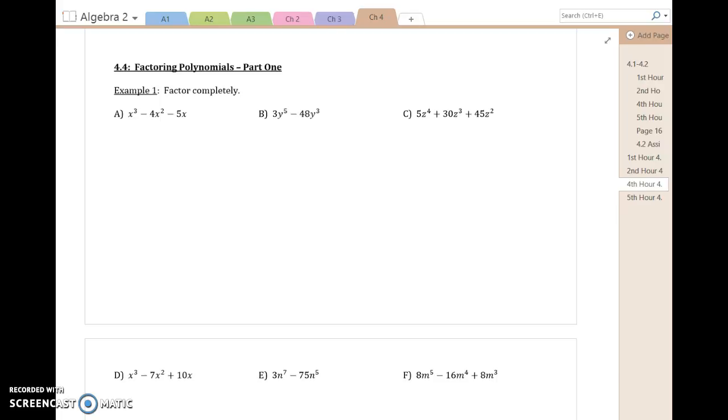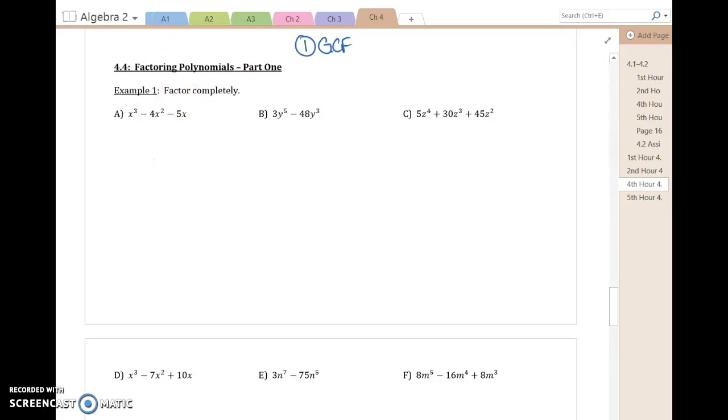The first thing that you should always check is, do the terms have anything in common? Is there a greatest common factor that you could pull out of every single term? So take a look at those three terms. Is there anything they have in common? They all have an x. So we're going to pull the x outside of the parentheses.